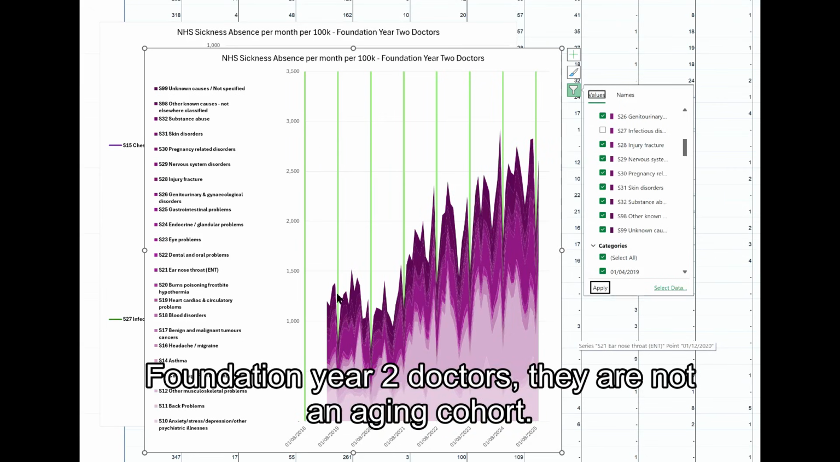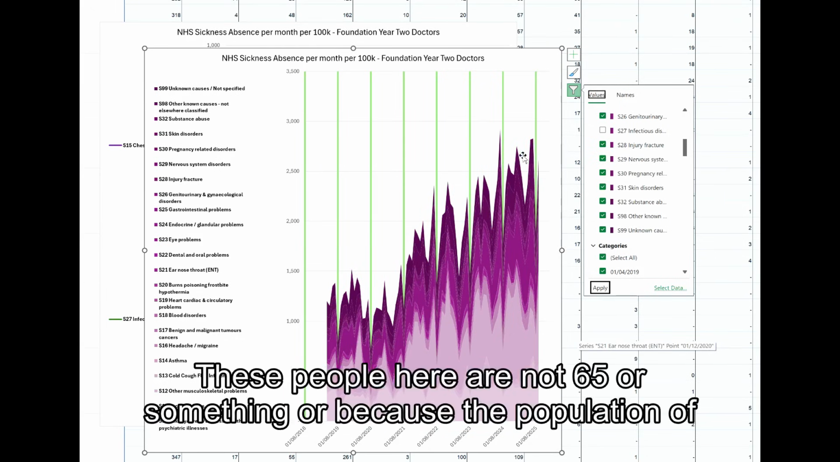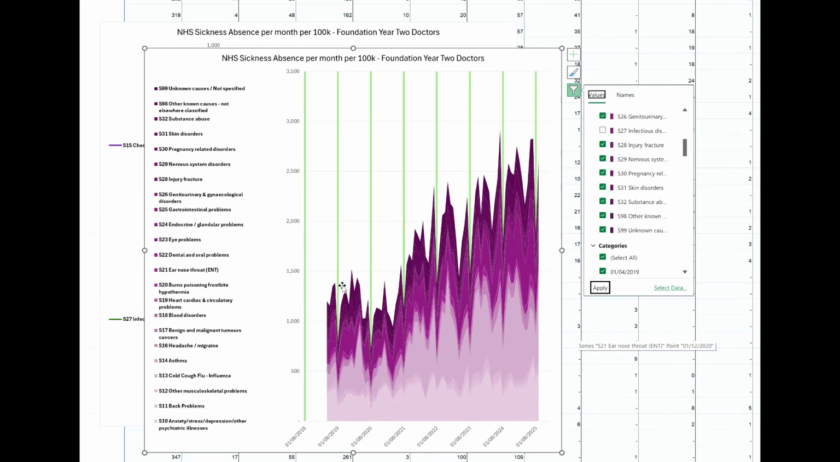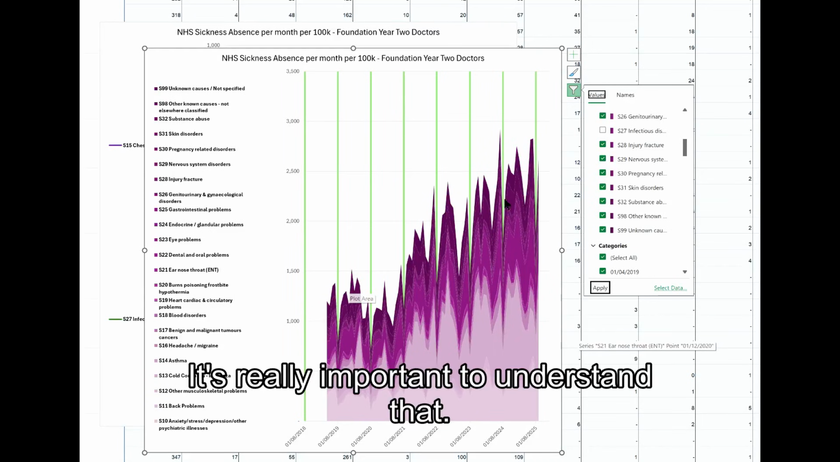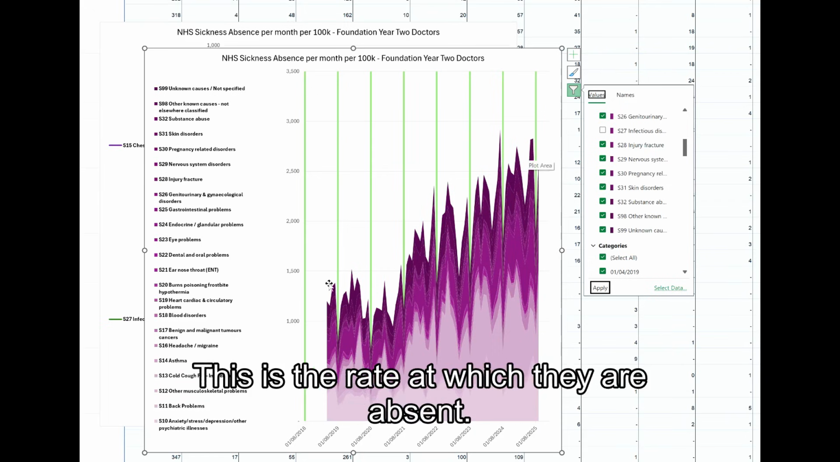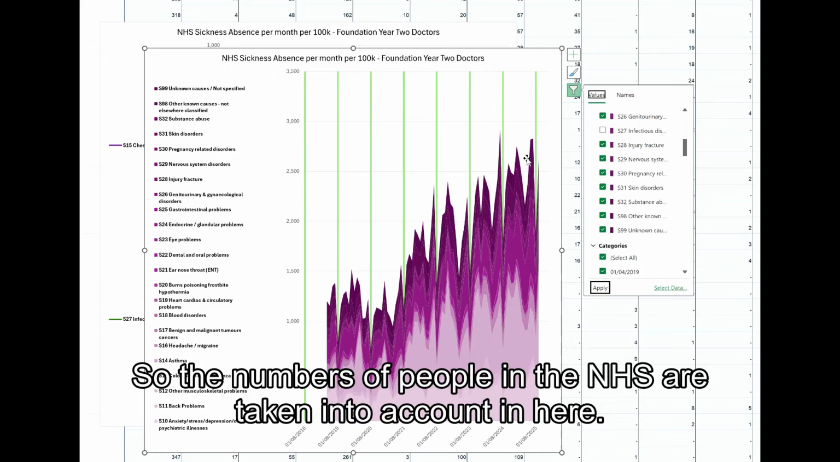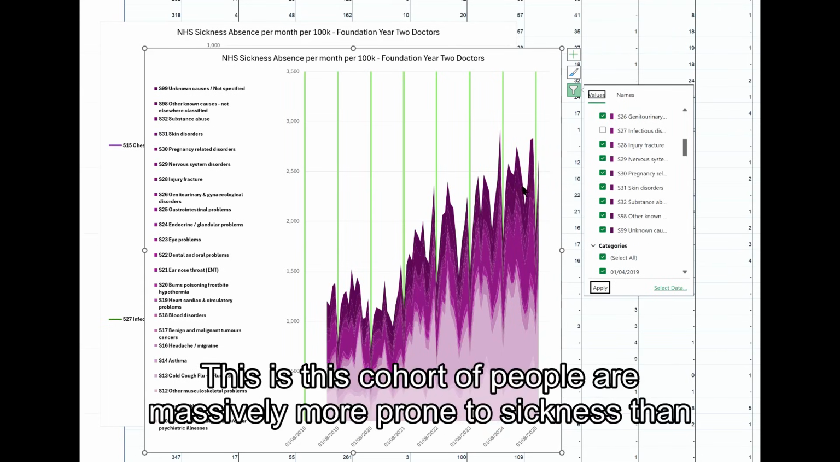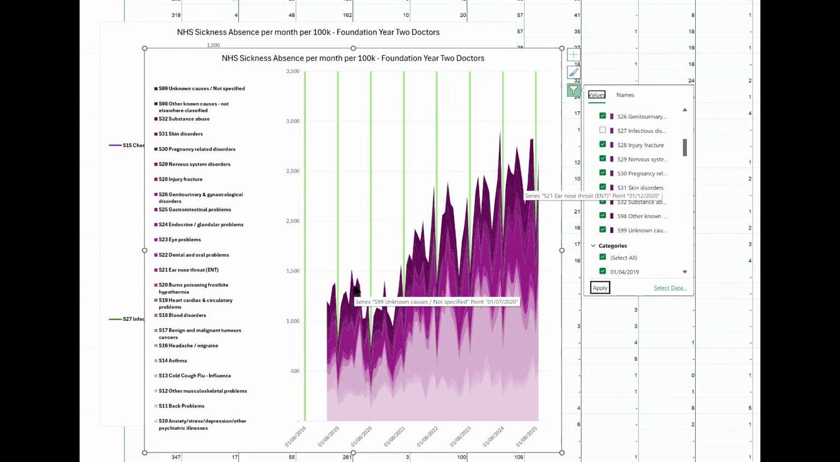Foundation Year 2 doctors, they are not an aging cohort. These people here are not 65 or something, or because the population of the country is aging. These people are the same age as those people were in that year when that was measured. It's really important to understand that. Also, this is not to do with having more people in the NHS. This is the rate at which they are absent. So the numbers of people in the NHS are taken into account in here. This cohort of people are massively more prone to sickness than this cohort of people.